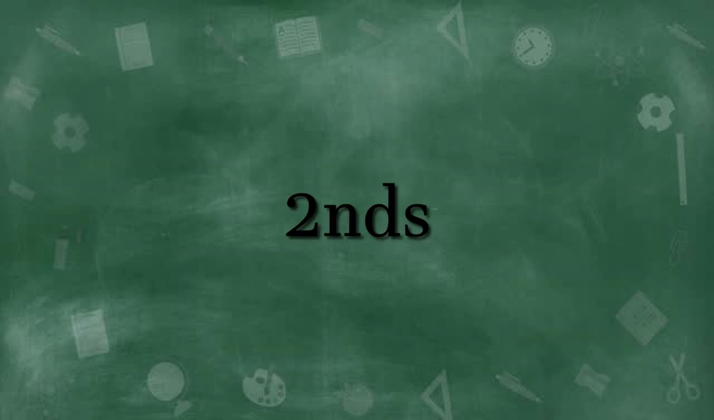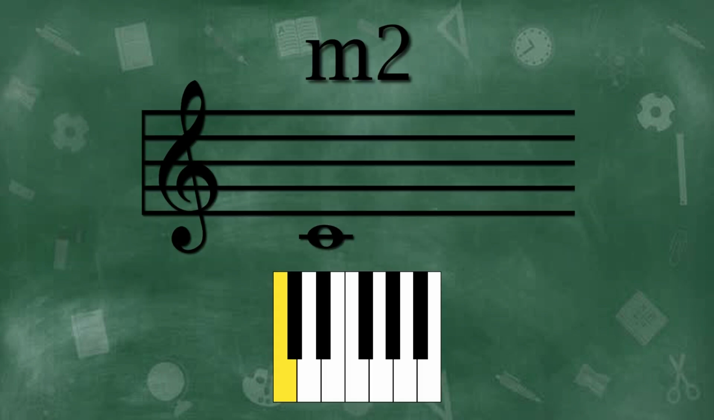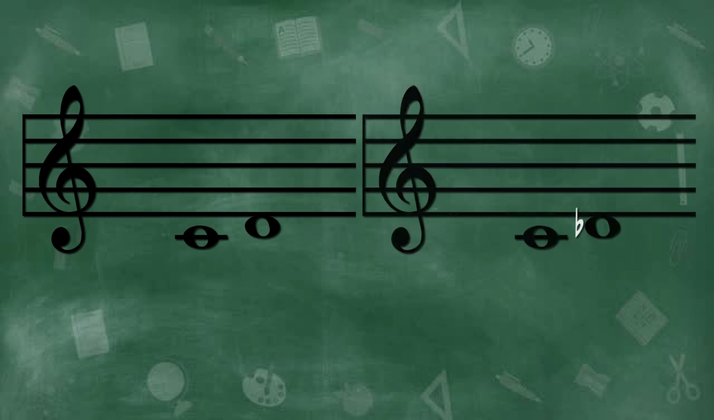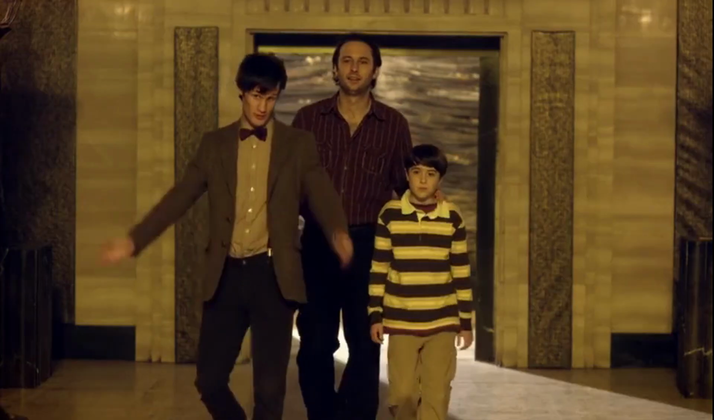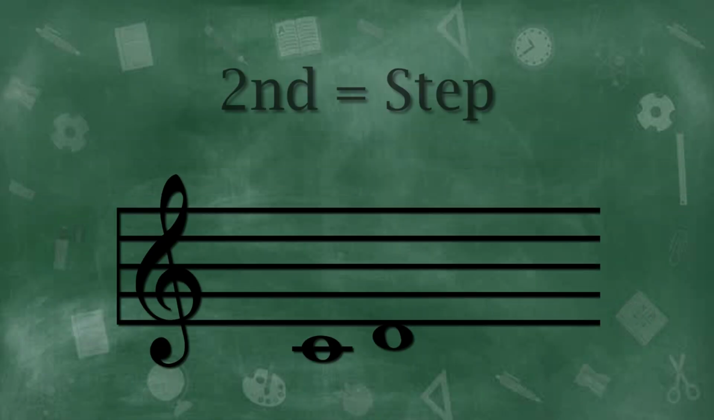Seconds. A second spans 2 steps on the staff. A minor second has 1 half step. For example, C to D flat. A major second has 2 steps, C to D. They both span 2 letter names, C to D, the difference being how many half steps are in between the notes. More similarities than differences. Another name for a second is a step.